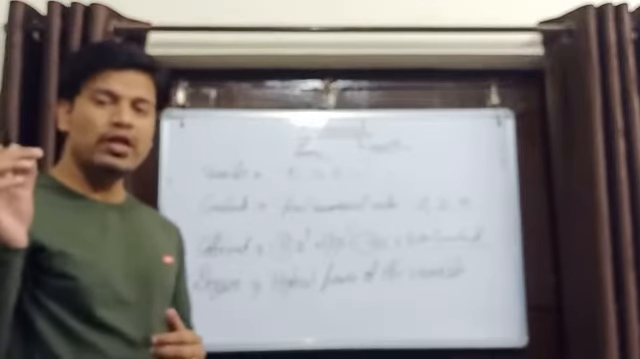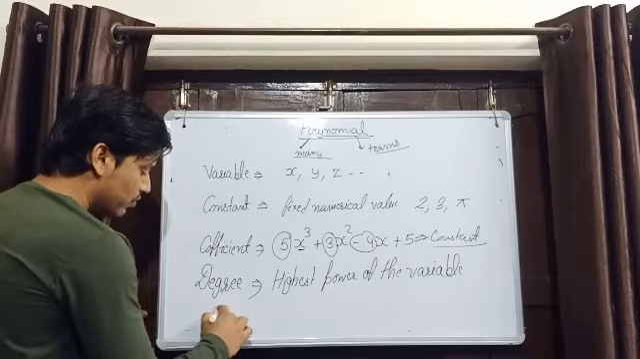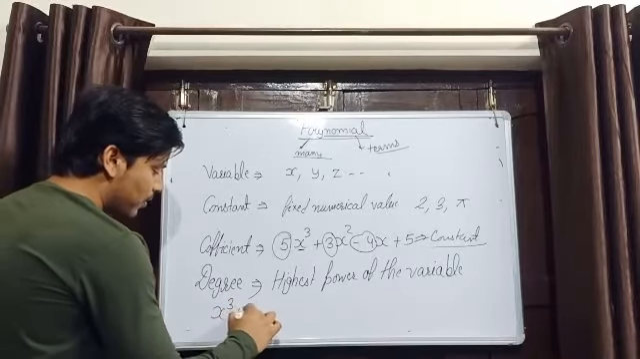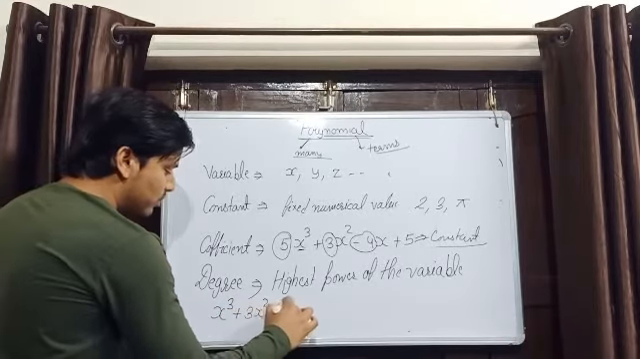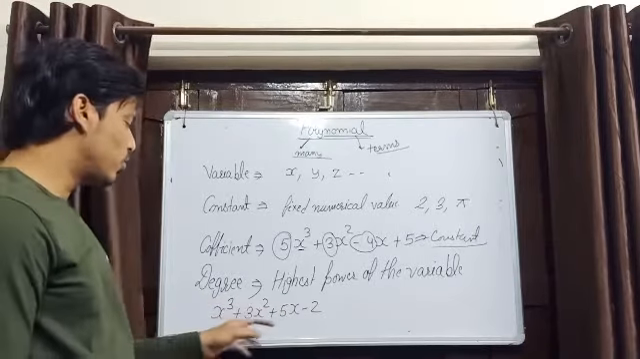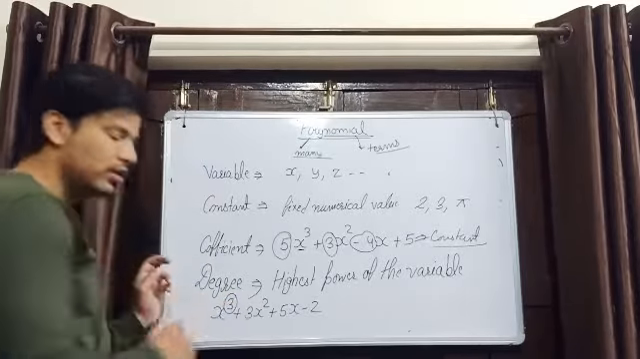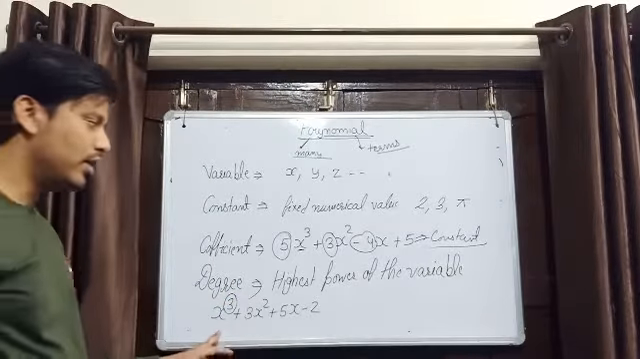First we discuss the degree of a polynomial in one variable. One variable means only one variable is used. Variable is x, y, or z. Let's take an example: x cube plus 3x square plus 5x minus 2. What is the degree of this polynomial? This is a polynomial in one variable and the highest power is 3. So the degree is 3.